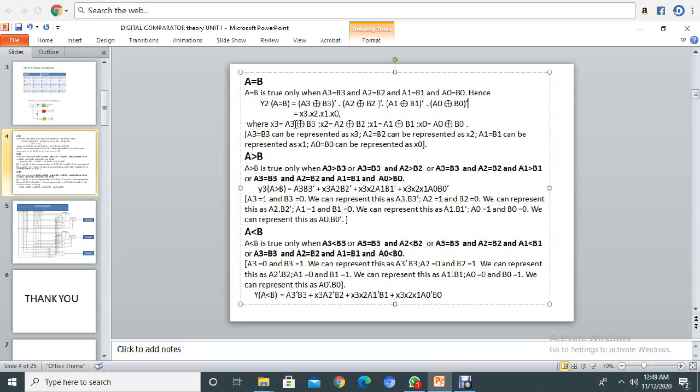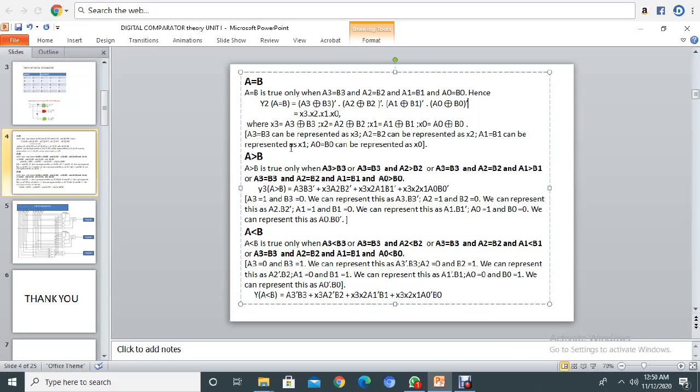I am taking X3 is equal to A3 XNOR B3, X2 is equal to A2 XNOR B2, X1 is equal to A1 XNOR B1, X0 is equal to A0 XNOR B0. So X3 into X2 into X1 into X0. So Y2 is equal to X3 dot X2 dot X1 dot X0.